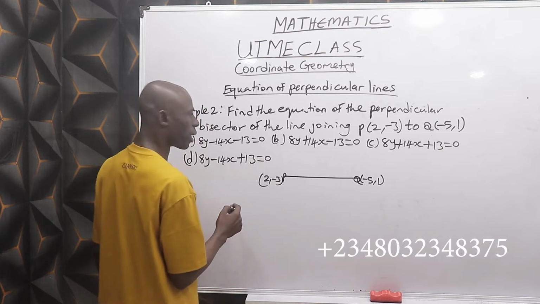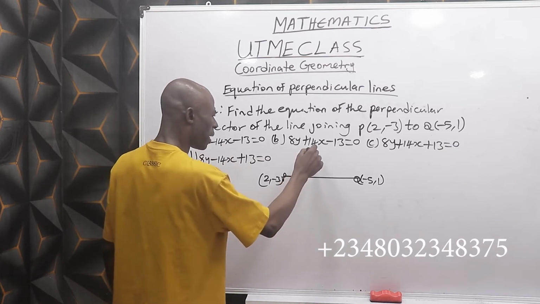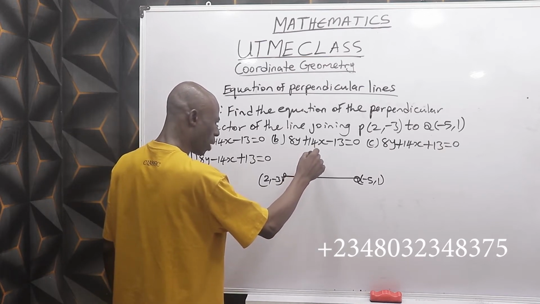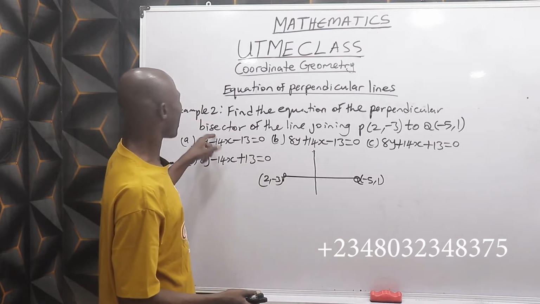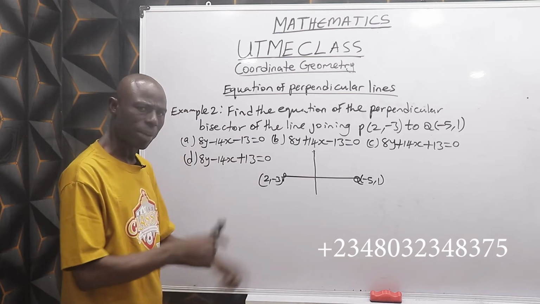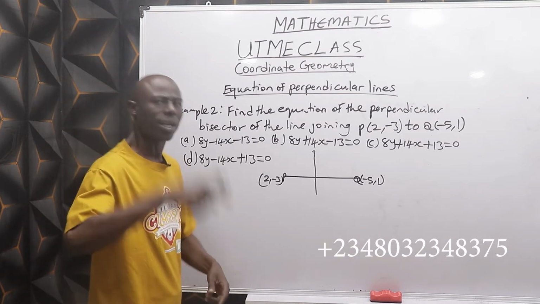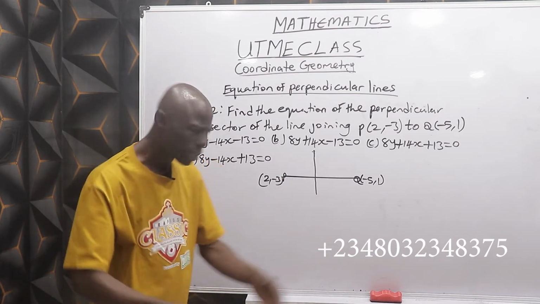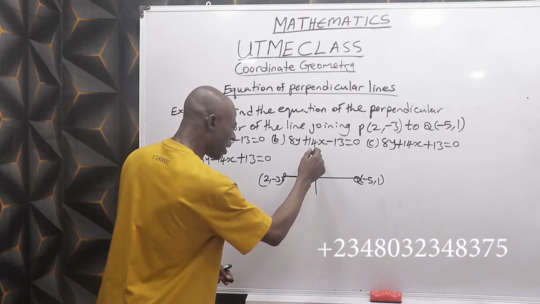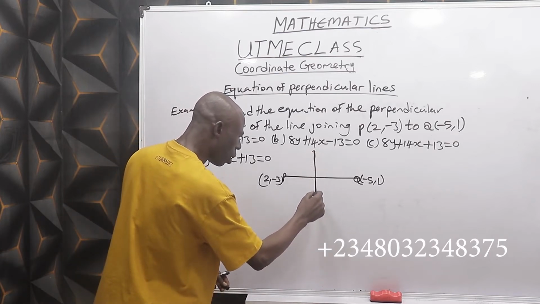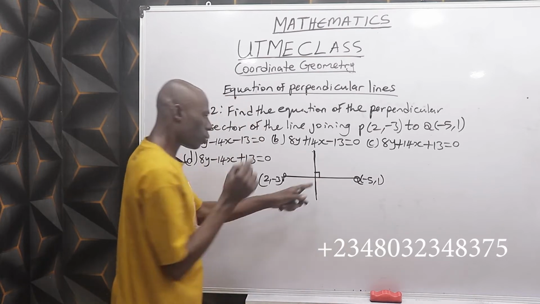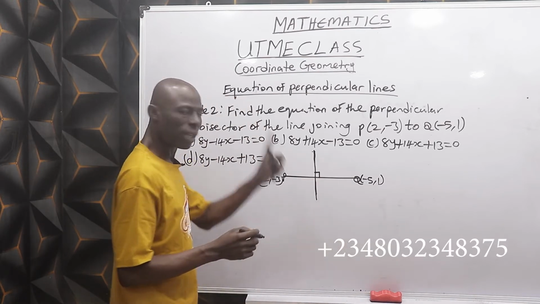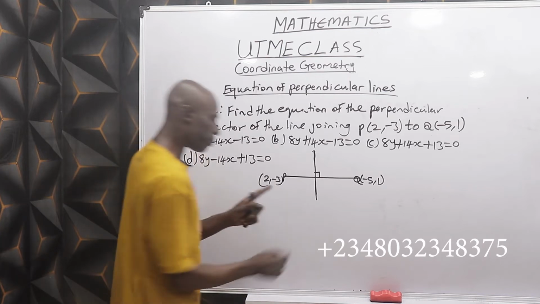This line PQ, a line that is perpendicular to it, not only perpendicular, it is a bisector. A line that is a bisector divides the other line into 2 equal halves. That means this line is a bisector of line PQ and it is perpendicular to line PQ. 2 things are noticeable there.